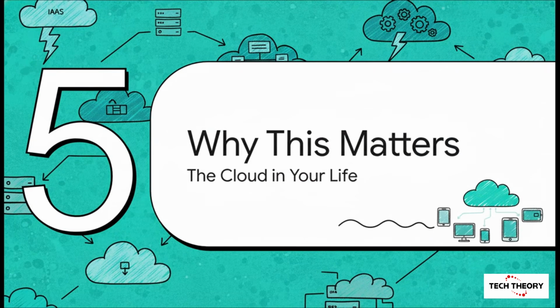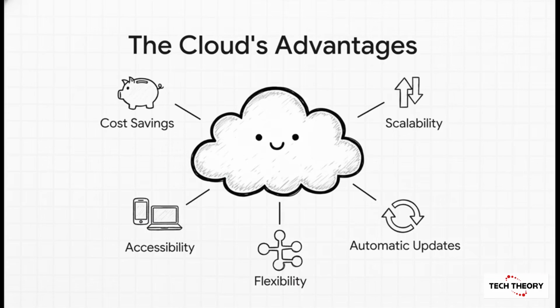Okay, so why should you care about any of this? Why does this matter? Well, because these three models have completely revolutionized how we interact with technology every single day. I mean, the advantages are huge. We're talking massive cost savings because you only pay for what you use. We're talking insane scalability. You can grow or shrink on demand. For you and me, it means we can access our apps and data from literally anywhere. And we never have to think about updates. It just makes powerful tech available to everyone.